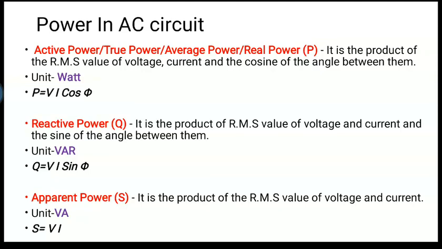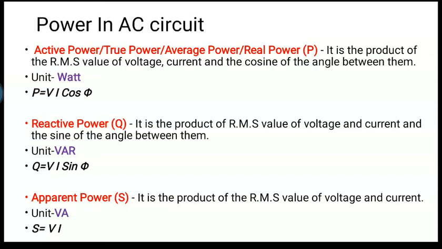So if you know the formula, you can write the definition also. I am repeating once again. It is a product of RMS value. If V and I are not mentioned as anything, not RMS, not average, not maximum, then understand it is an RMS value only. The product of the RMS value of voltage, current and the cosine of the angle between them is known as active power. The unit is watt. This is the most common and a very important definition.